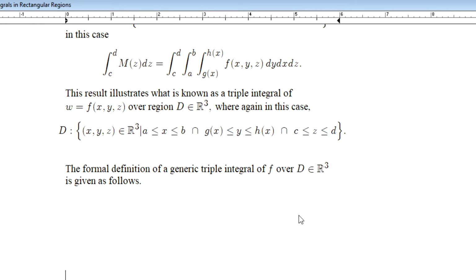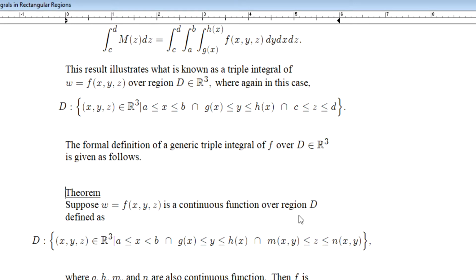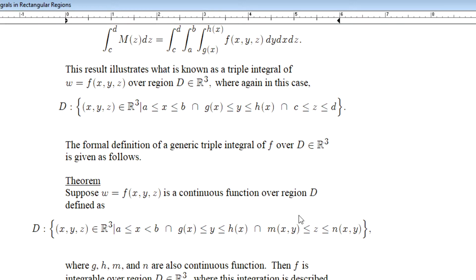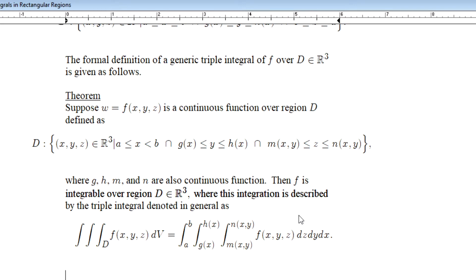Where that formal definition, if we bring that into view now, is given in this theorem, which begins by saying this.